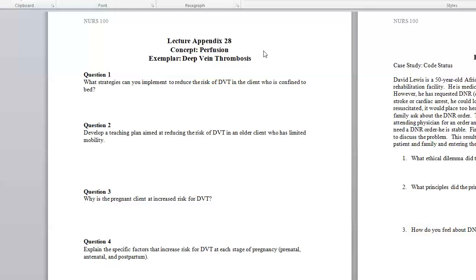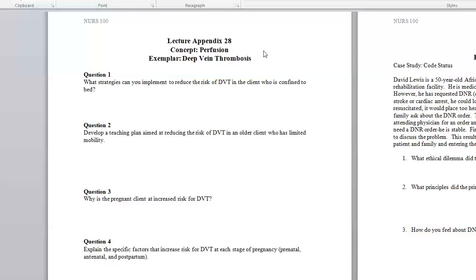So what about a pregnant client who's at risk for DVTs? The pregnant client is at risk for DVTs because the expanding uterus puts pressure on those blood vessels. It restricts blood flow from the legs and the pelvis back to the heart. Slower blood flow increases the risk of deep vein thrombosis. Also the hormonal changes that contribute to coagulability. And I just got done talking about that particular population.